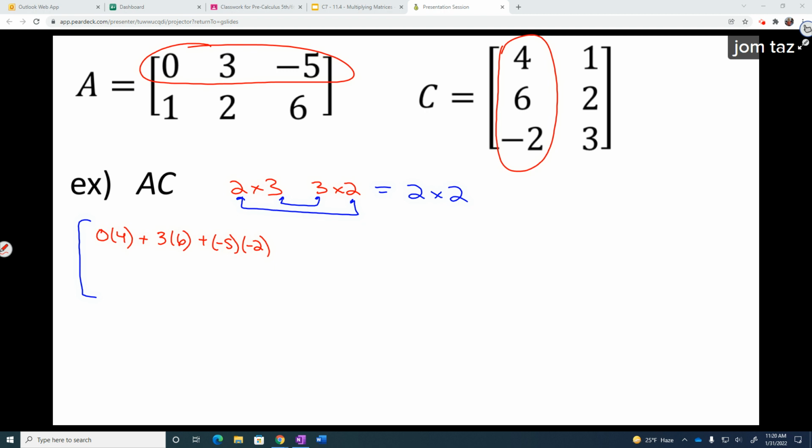So now the next one is going to be still first row, but times this second column. First row, second column. And that's going to go over here. So these two kind of meet in the corner, so it's going to be this one. So it's going to be 0 times 1, because they match up, plus 3 times 2, plus -5 times 3.